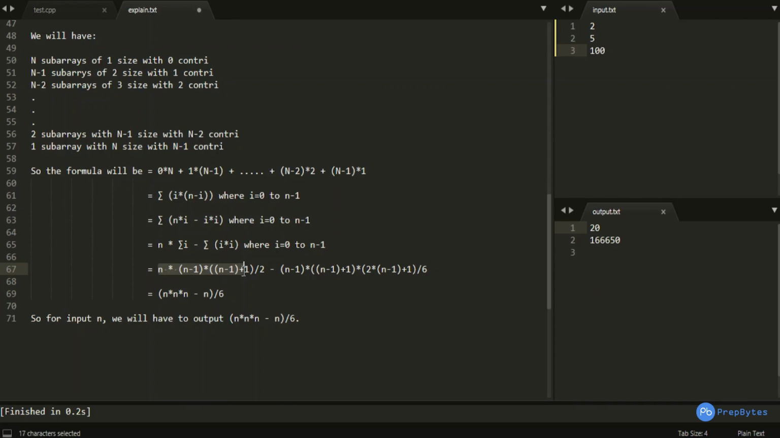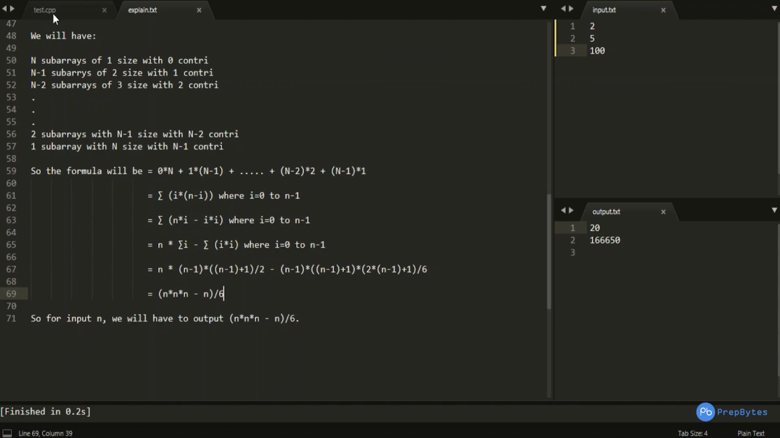After evaluating this expression algebraically, we will be getting this formula, which is nothing but n cube minus n by 6. So for each and every input n, we will have to output n cube minus n by 6. So this is the basic pseudocode.